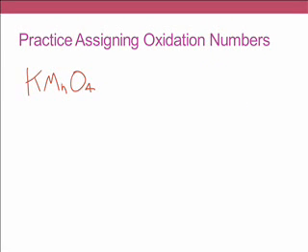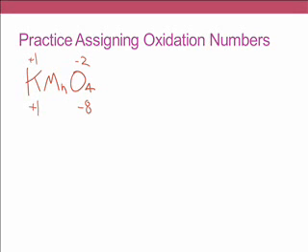All right, let's do this one. Okay, so oxygen we know has an overall charge of -2. So the total there is -8. 2 times 4 is 8. Potassium we know has a charge of +1. There's only 1 of those, so it's +1.